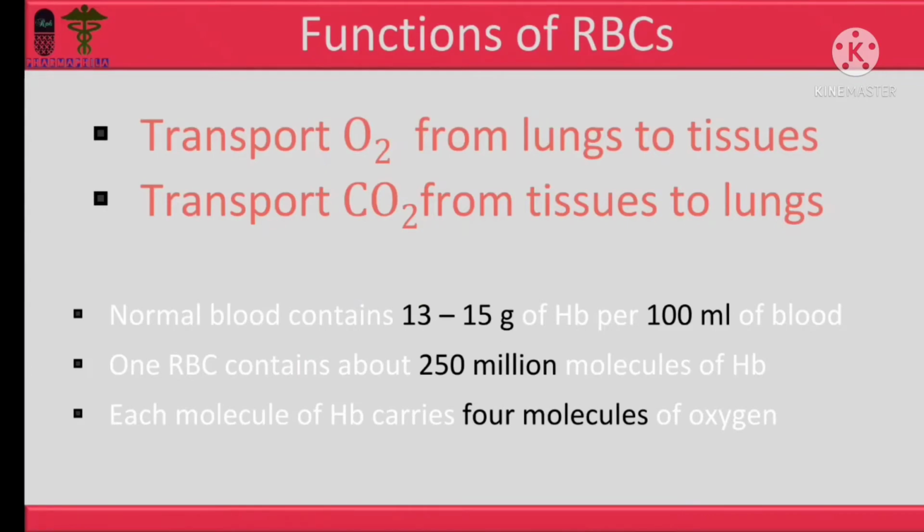Now, function of the RBC. We can learn in primary school that the basic functions of the RBC are to transport oxygen from the lungs to the tissue and transport carbon dioxide from the tissue to the lungs. Normal blood contains 13 to 15 grams of Hb per 100 ml of blood, and one RBC contains about 250 million molecules of Hb. Each molecule of Hb carries 4 molecules of oxygen because it transports oxygen from the lungs to the tissue.